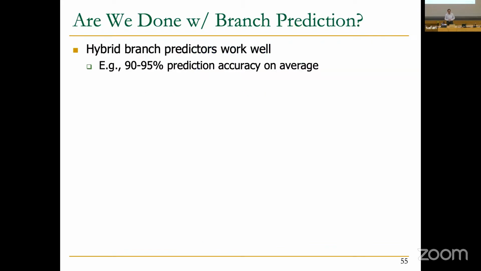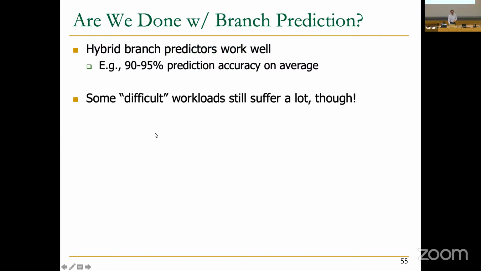So are we done with branch prediction? Basically, hybrid branch predictions work well. And 90 to 95% prediction accuracy on average is reported. But again, these are older programs. So some difficult workloads, even though they're old programs, still suffer a lot.